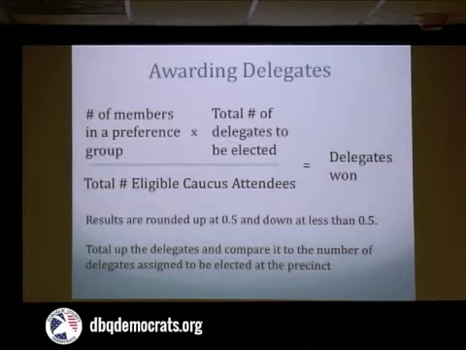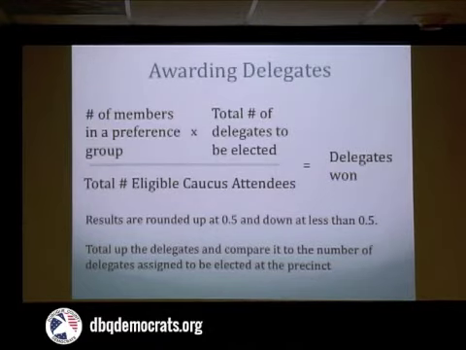So the math for awarding delegates is you take the total number of members in a preference group, you multiply that times total number of delegates to be elected, and you divide that by total number of eligible caucus attendees, and that equals out to your delegates won. And this result will be rounded up at 0.5 and rounded down at less than 0.5.